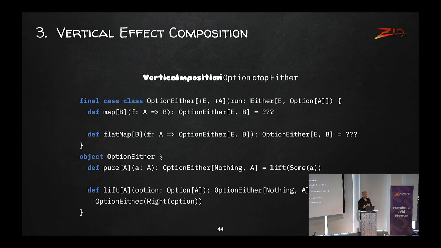You can define map and flat map such that they work on the A inside the option, inside the right-hand side of the either. So if that either is a right, so it's a success, and if that option inside the right-hand side is a some, then map and flat map will allow you to operate on that success value. You can also define pure, and of course you can define lift, which is just taking an option and lifting it up into the right-hand side of the either.